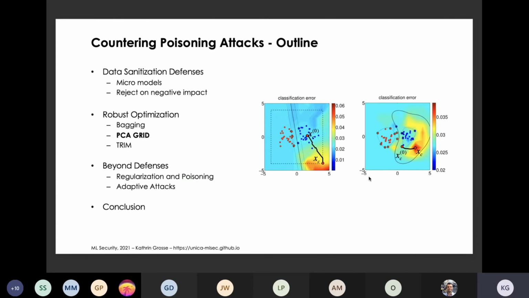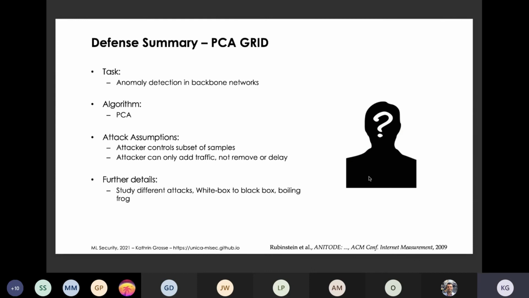So let's talk about a PCA defense. I hope you've heard about PCA. It's a fairly standard technique. But again, let's first consider the setting. So the task is, again, anomaly detection in a backbone network. So it's network traffic where we try to find anomalies. The algorithm, as I said, is PCA.